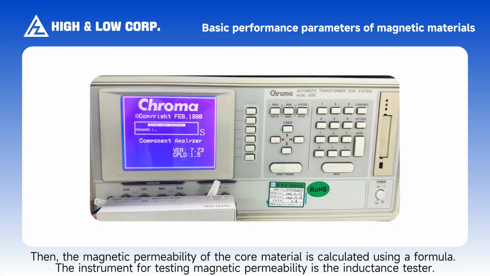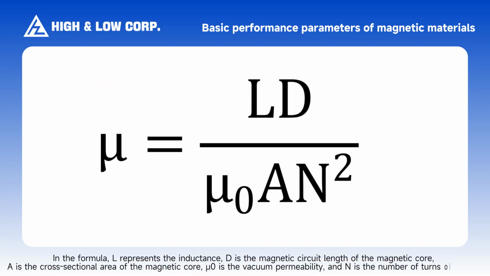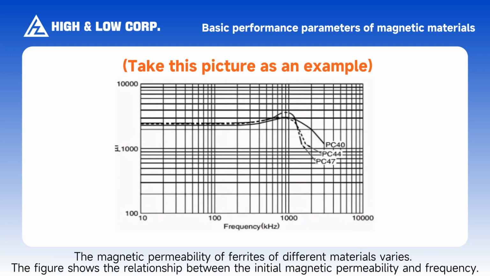The instrument for testing magnetic permeability is the inductance tester. In the formula, L represents the inductance, D is the magnetic circuit length of the magnetic core, V is the cross-sectional area of the magnetic core, μ0 is the vacuum permeability, and N is the number of turns of the coil. The magnetic permeability of ferrites of different materials varies.